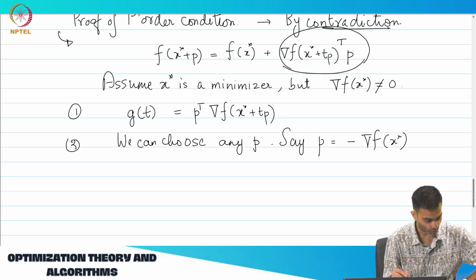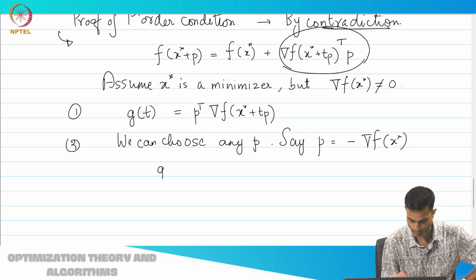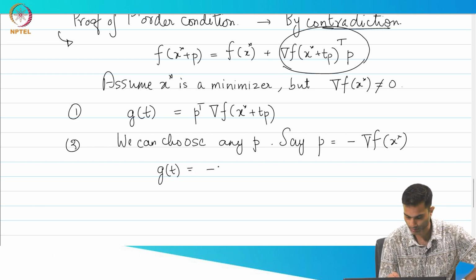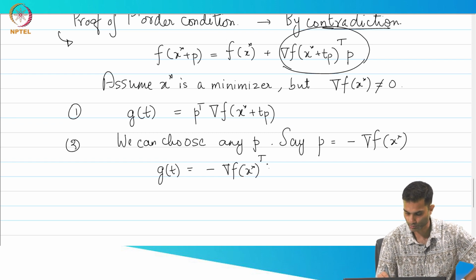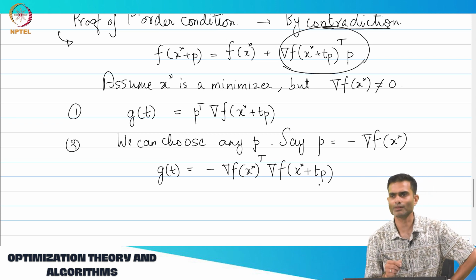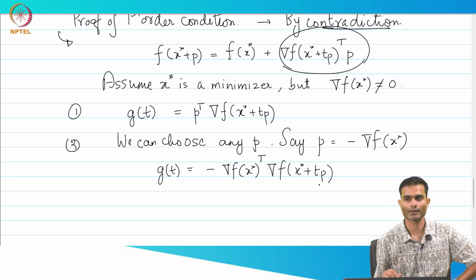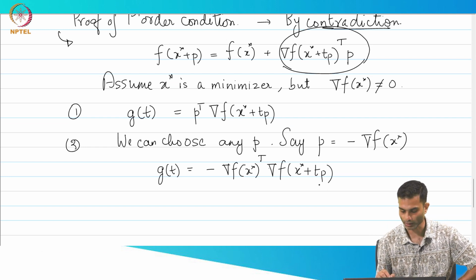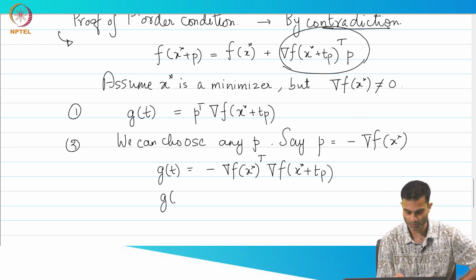So what happens to my g of t? It simply becomes grad f of x star transpose grad f of x star plus tp, which doesn't look that interesting. You might look at it and say so what? But let's see what happens. What is g of 0?